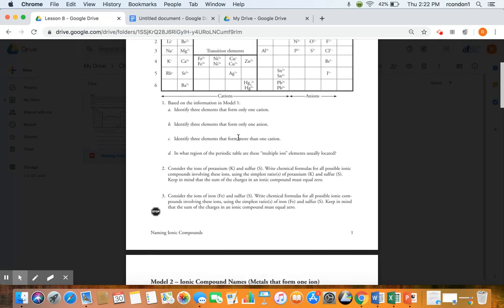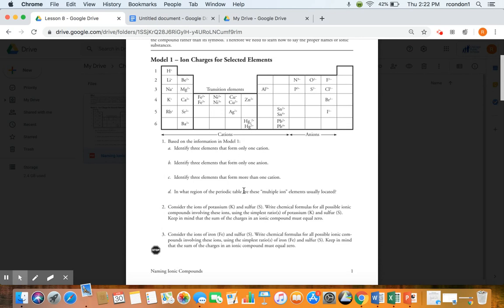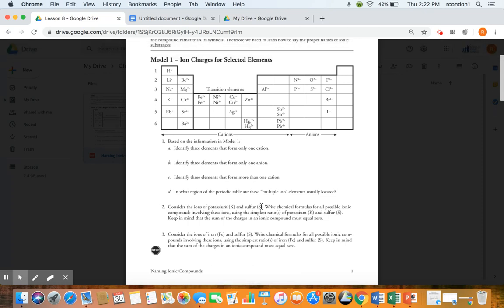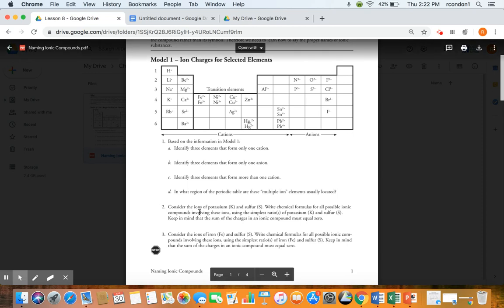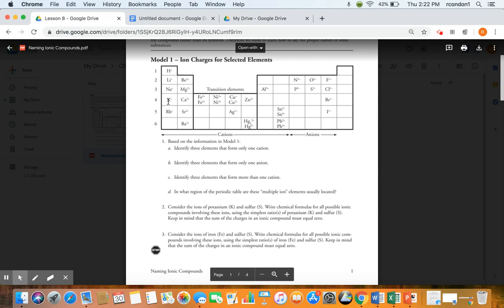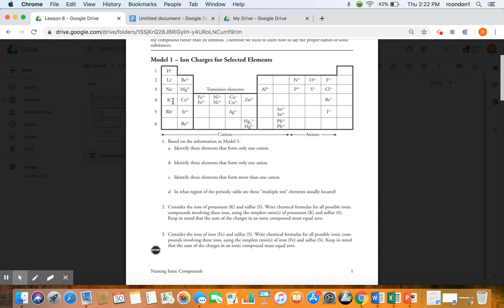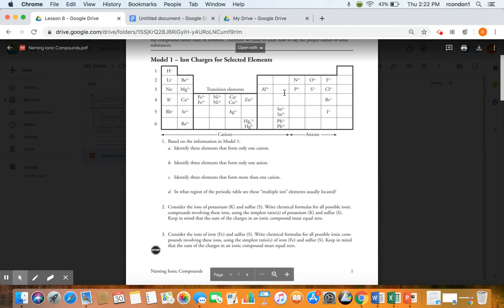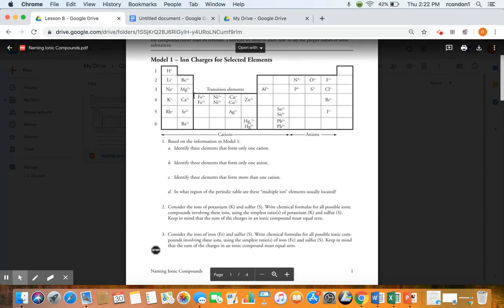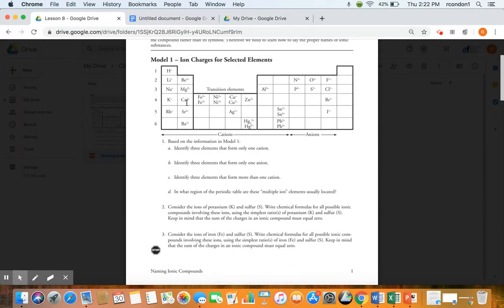So then we get into writing down the chemical formulas of some of these elements using what we're given in terms of what ions they're able to form. So we're going to consider ions of potassium and sulfur and write chemical formulas for all the possible ionic compounds using the simplest ratios. So potassium, we see here, it forms a positive cation, okay? Only one type. And then sulfur over here, this S, it's going to form a negative anion, but it's a -2 charge. Because each of these elements can only form one type of ion, that means there's only one possible ionic compound they can form.